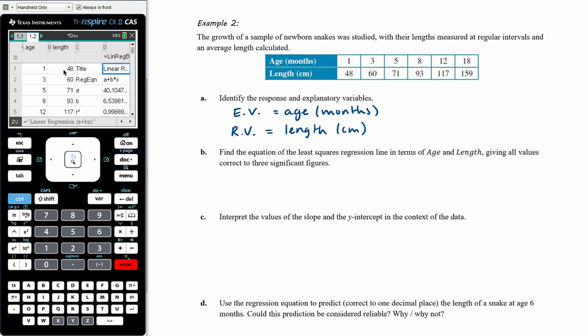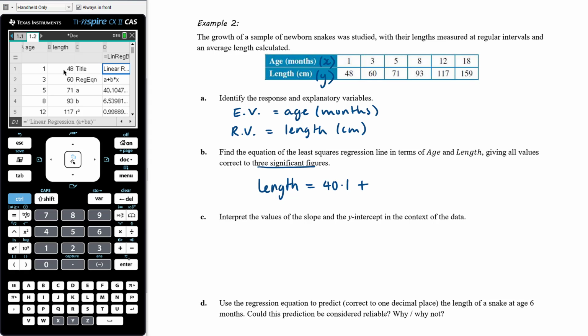We want to write the equation in terms of age and length. Okay, so remembering age is our X variable and length is our Y variable. So our equation is Y equals A plus BX. So Y is length. So length equals A. Now we want 3 significant figures. So our A value is 40.1 to 3 significant figures.